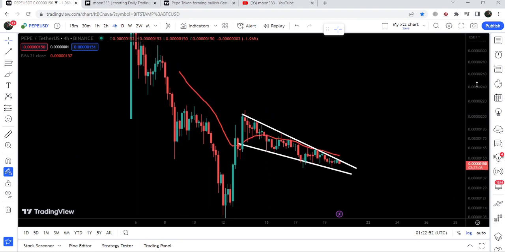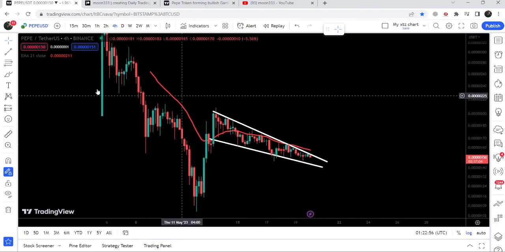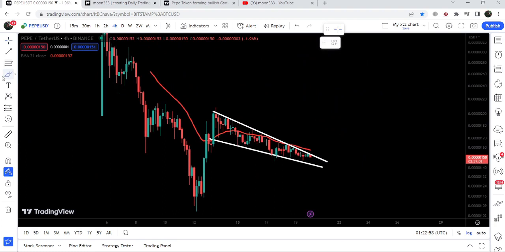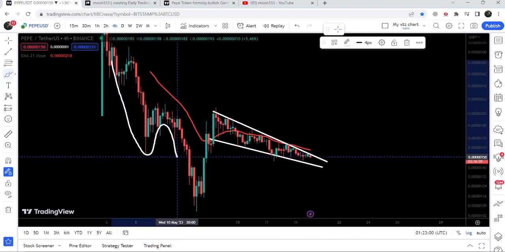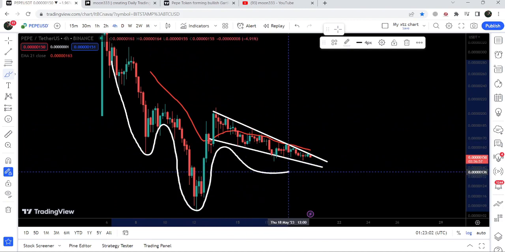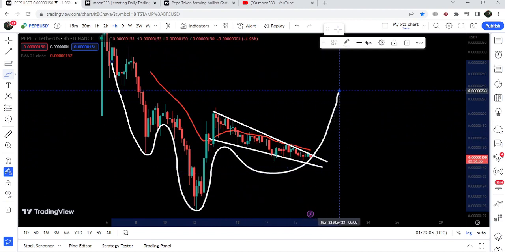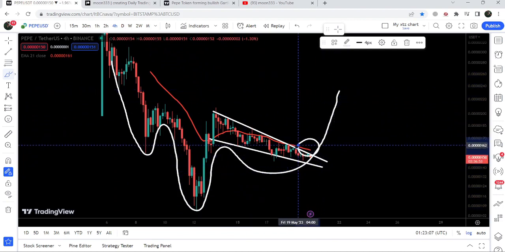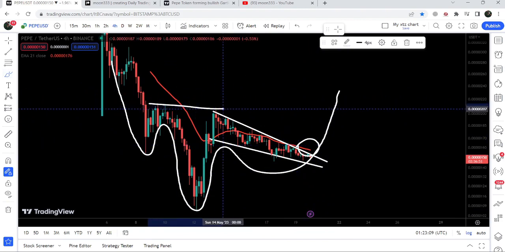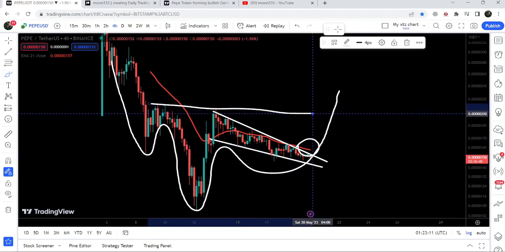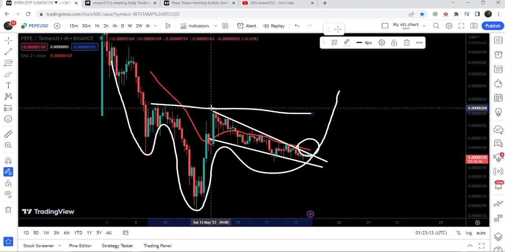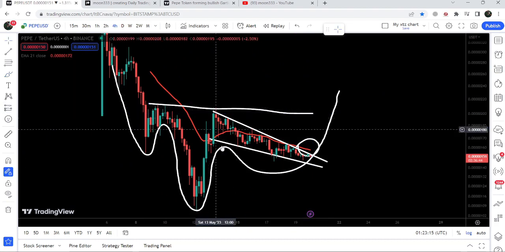And at the same time, you can see while it is moving inside this falling wedge pattern, Pepe is also forming the right shoulder of the inverse head and shoulder pattern. Here we have the left shoulder, this is the head, and this is the formation of the right shoulder. And I'm expecting that after breaking out this falling wedge pattern, there will be a very high probability that the price line may also break out the resistance of this head and shoulder pattern, the neckline of the inverse head and shoulder pattern as well.